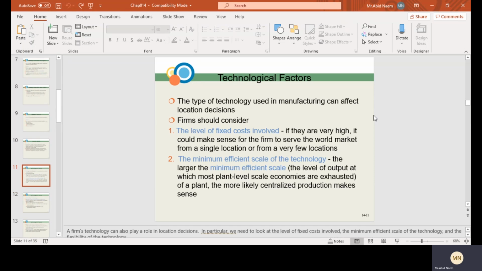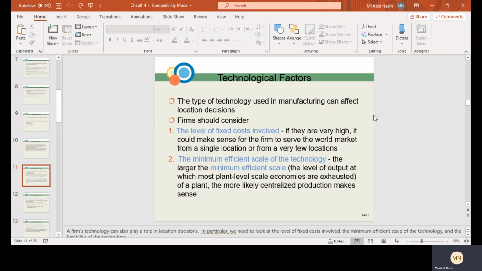The type of technology used in manufacturing can affect location decisions. Firms should consider the level of fixed cost involved. If it is very high, it could make sense for the firm to serve the world market from a single location or from very few locations.